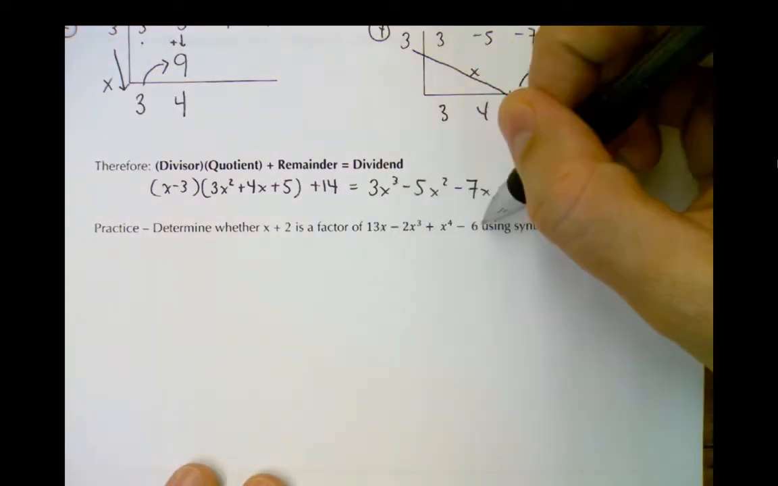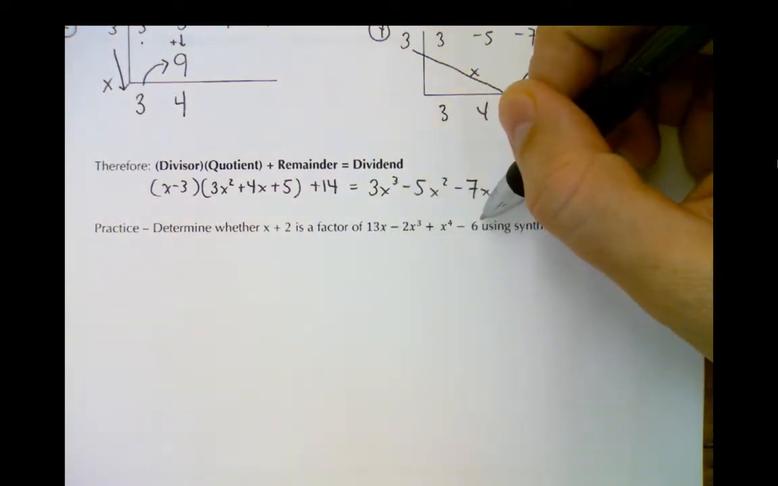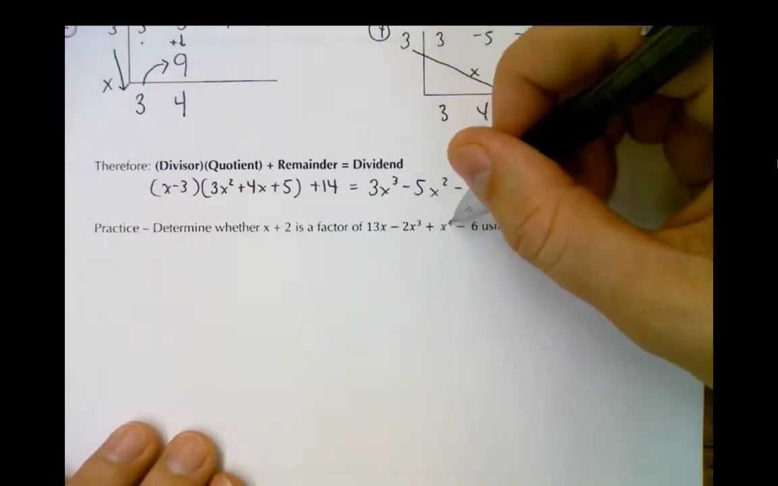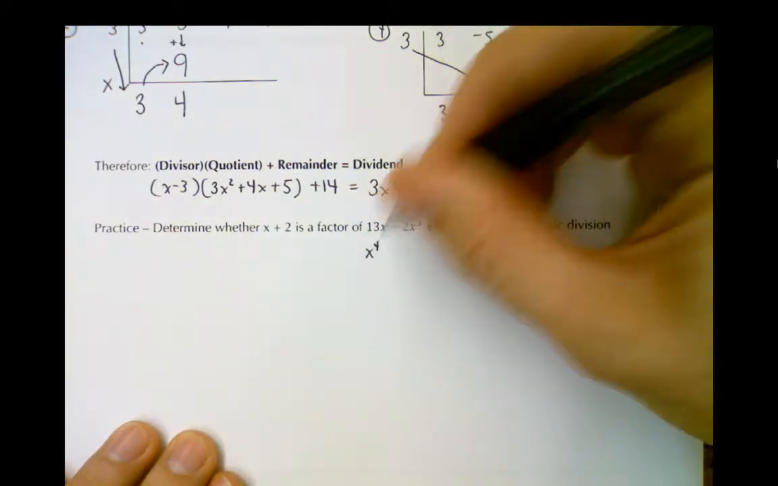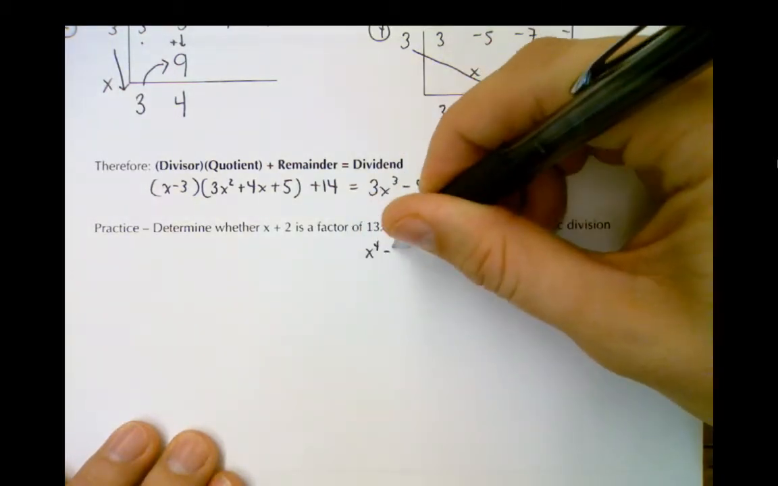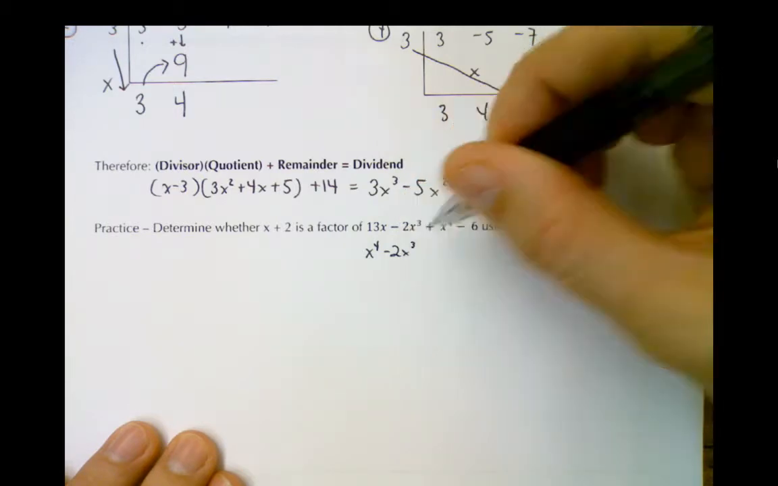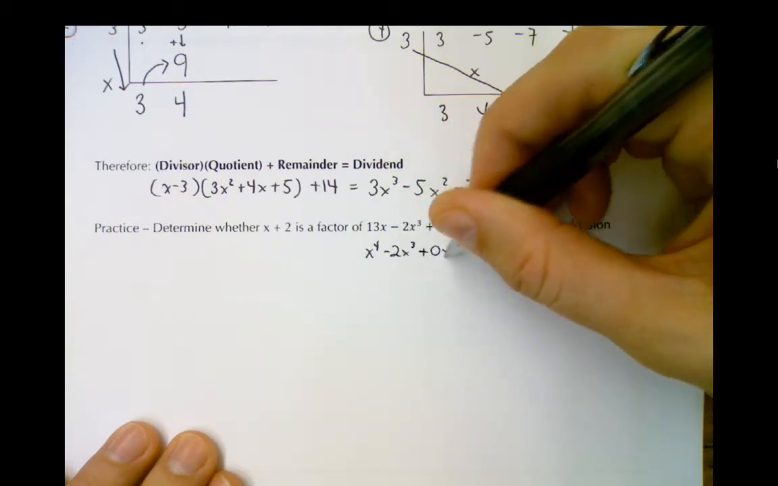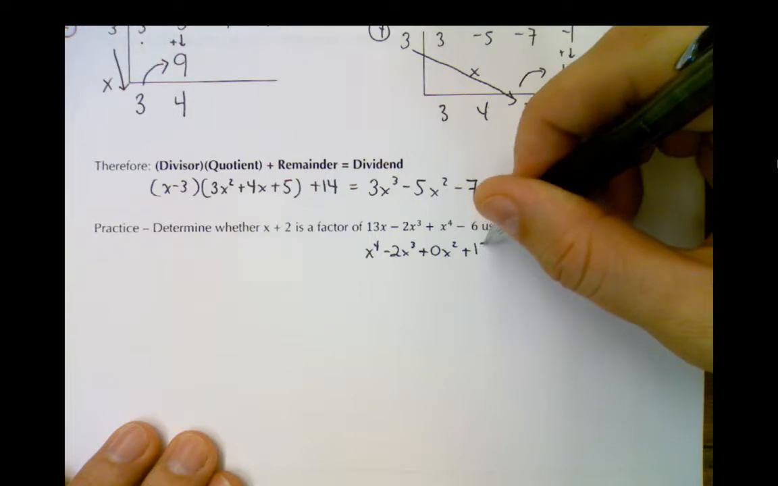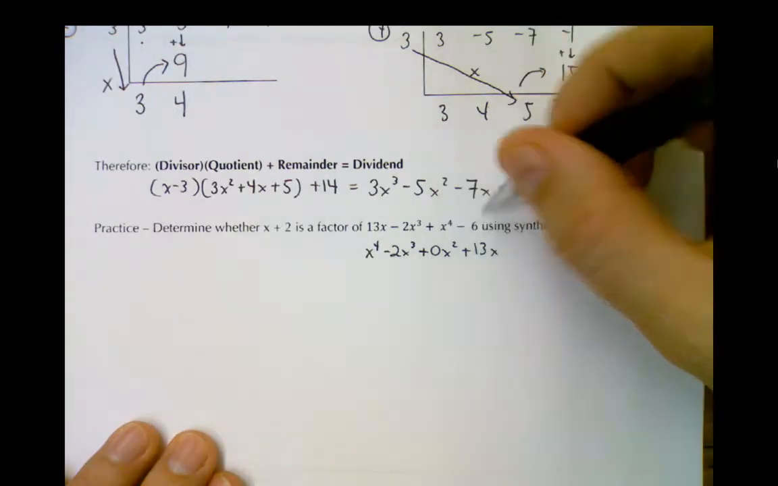We know this needs to be in order, and we need to insert placeholders if we're missing terms. Our biggest power is x to the exponent 4, so we'll start with x to the exponent 4. We have an x cubed term, so it's negative 2x cubed. We're missing an x squared, so 0x squared. We have an x term, 13x. And we have a constant, negative 6.